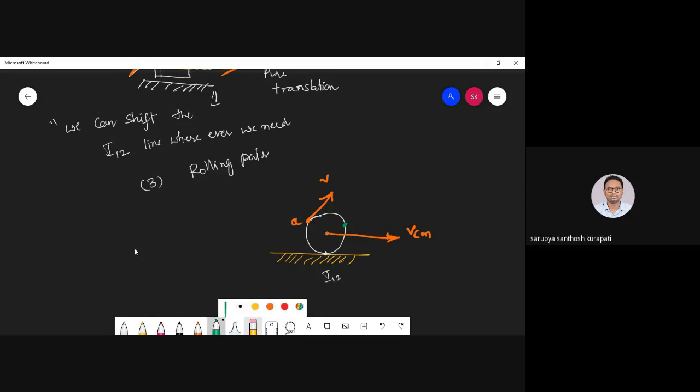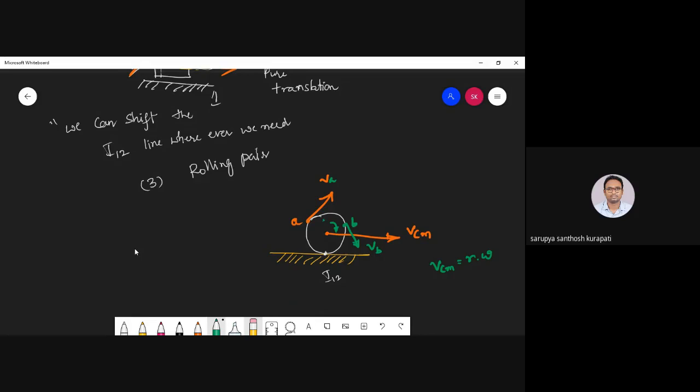Point B velocity. So here the velocity, because of the direction of motion, this is the velocity of B, this is the velocity of A. So it is rotating with angular velocity in the clockwise direction. So the velocity of CM should be equal to R into omega, where R is the radius of rotation.